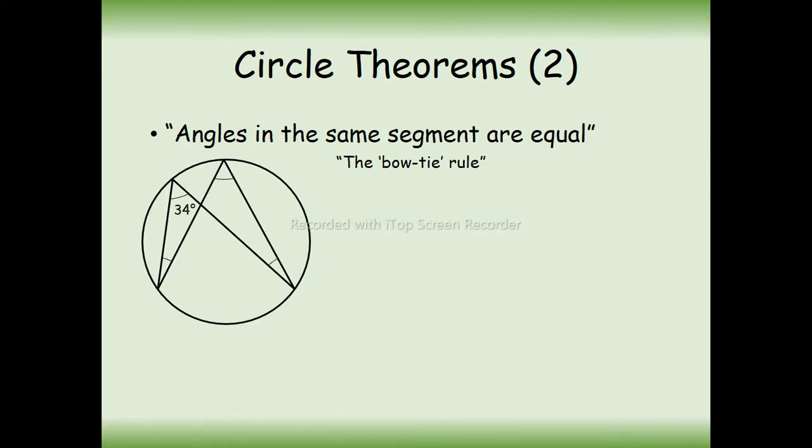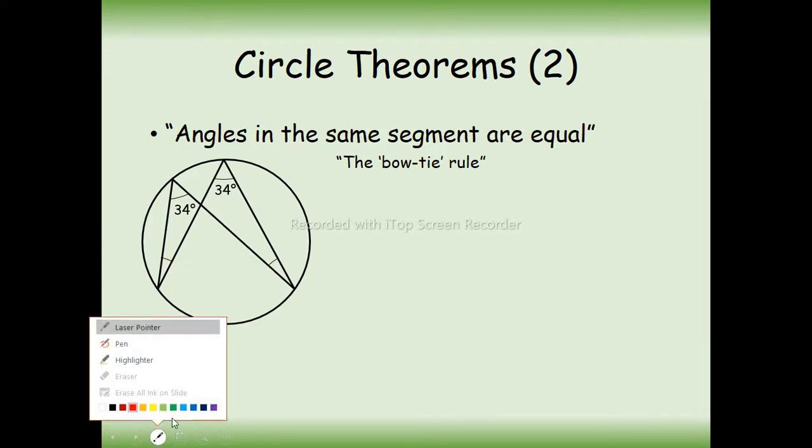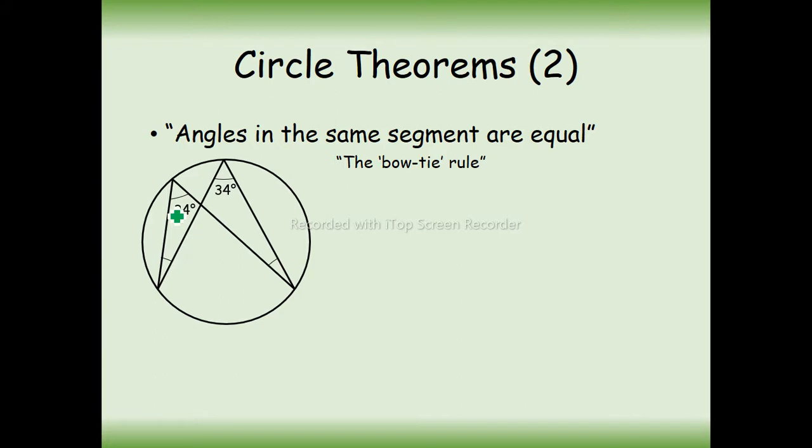Okay. So if this is 34, then what must this be? 34, right? Now I want you all to look at these two angles. Are they in the same segment? Well, let's look at it. Does the same arc subtend them? So let's look at it.